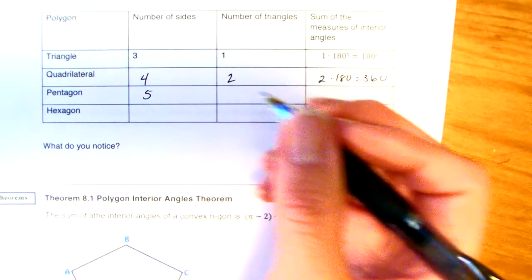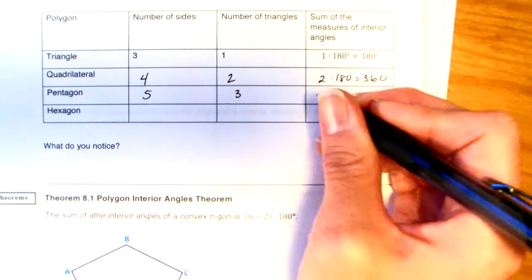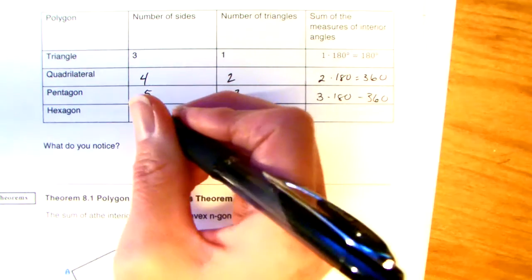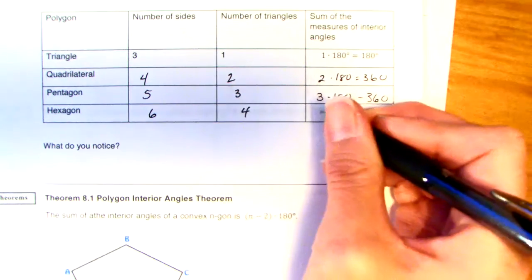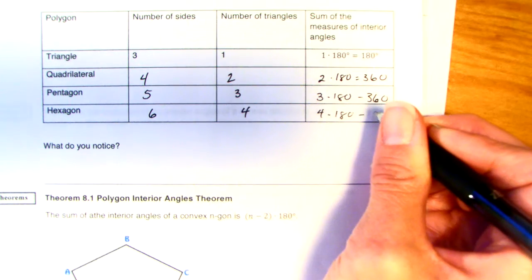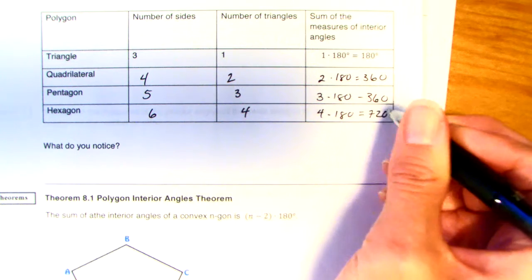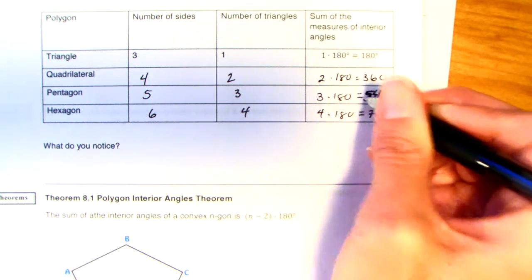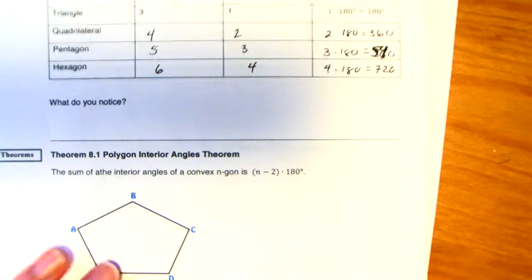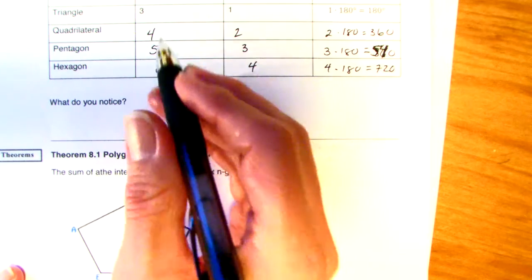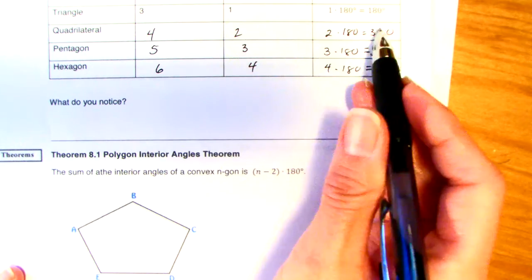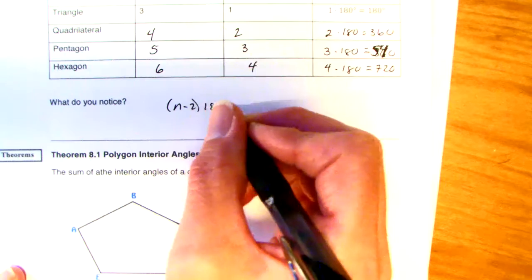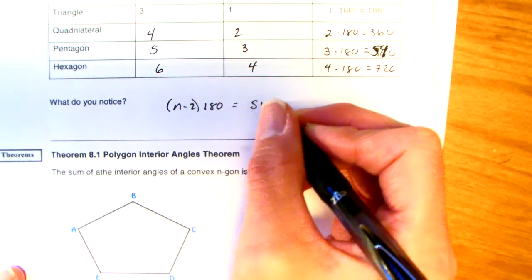Pentagon. 5-sided figure. 3 triangles. 3 times 180. Are you seeing a pattern? Hexagon. 6 sides. 4 triangles. 4 times 180 equals 720. Oh, wait, the pentagon is 540. What am I doing? Okay, what do you notice? Well, whatever the number of sides is, take 2 away, multiply by 180.